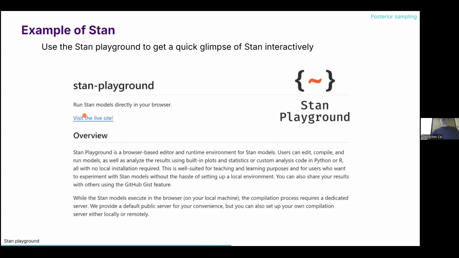So before we move to the next option, I will show you some examples with this tool called Stan Playground. This is just a tool for beginners to play with Stan, see how it looks and so on. It's also from the Stan group.